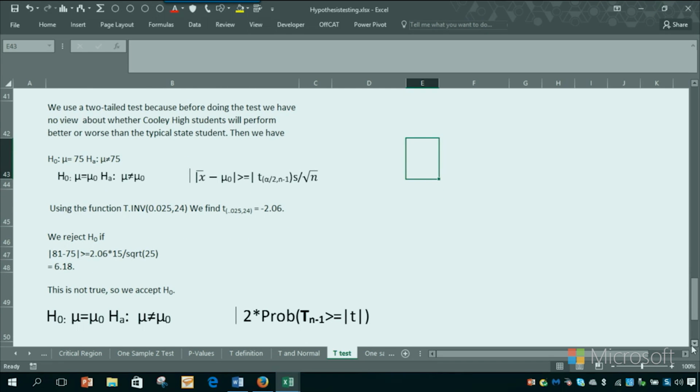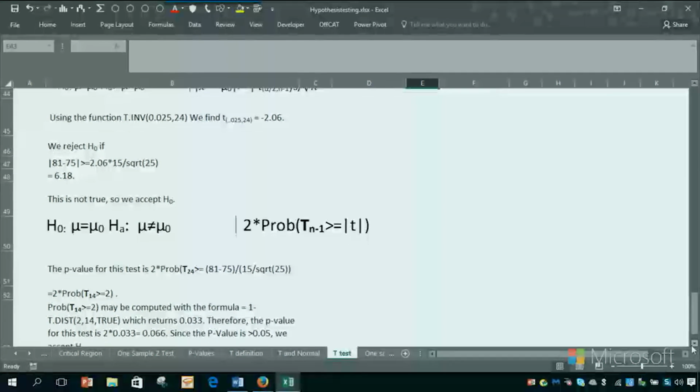Now we could do a p-value there, because that's always a preferred way to look at the test. So we have a two-tailed test. What's the p-value? I've extracted it from our table above here. We take twice the probability a t-random variable with n minus 1, in this case 24 degrees of freedom, is greater than or equal to the absolute value of the t-statistic from our sample. What is the t-statistic from our sample?